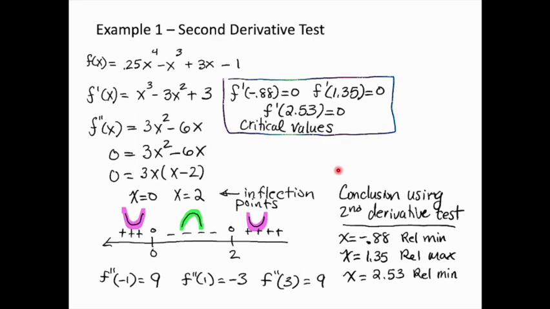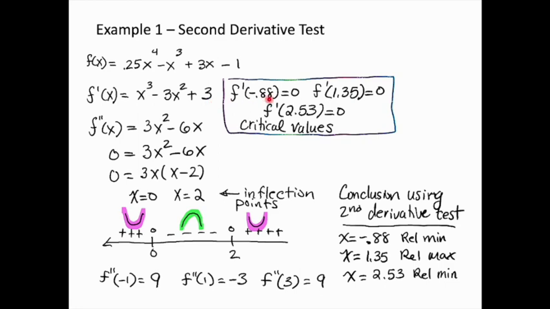Okay, so we have this polynomial function, f of x is equal to 0.25x to the fourth minus x to the third plus 3x minus 1. So here's our function. We want to use the second derivative test to come up with some information about the behavior of the graph. I need to find the first and the second derivative here. When I find the first derivative, I have x to the third minus 3x squared plus 3.